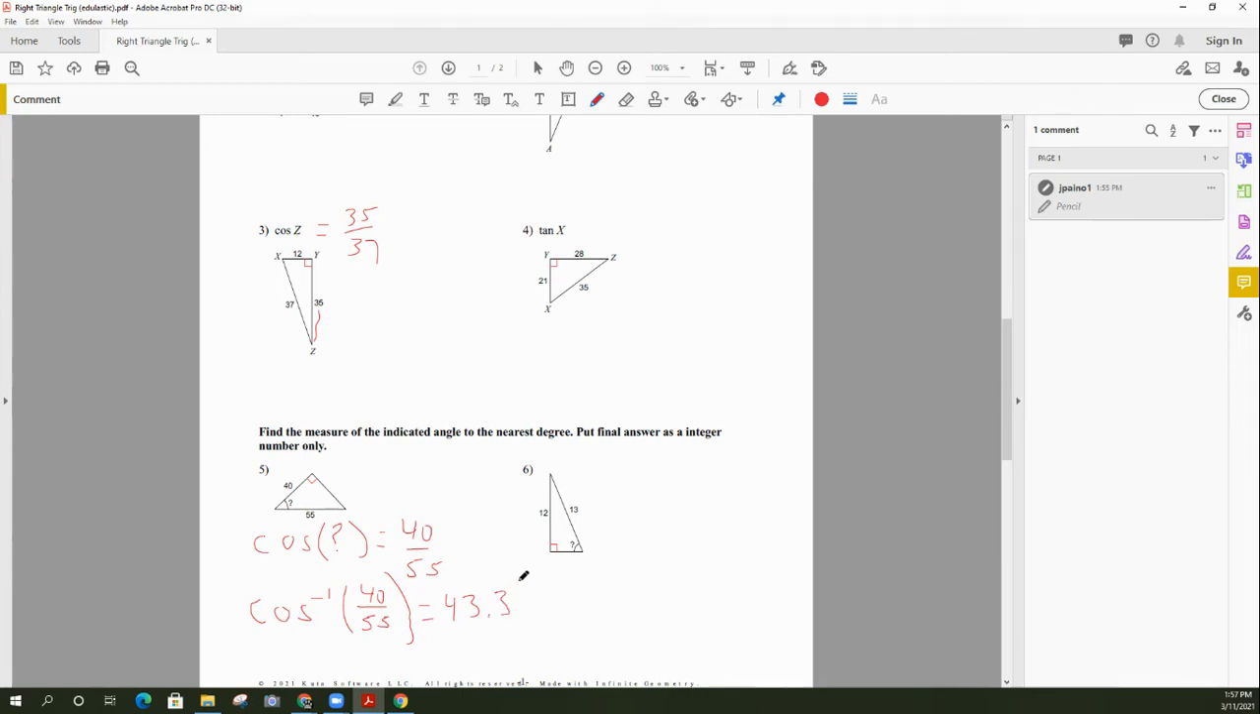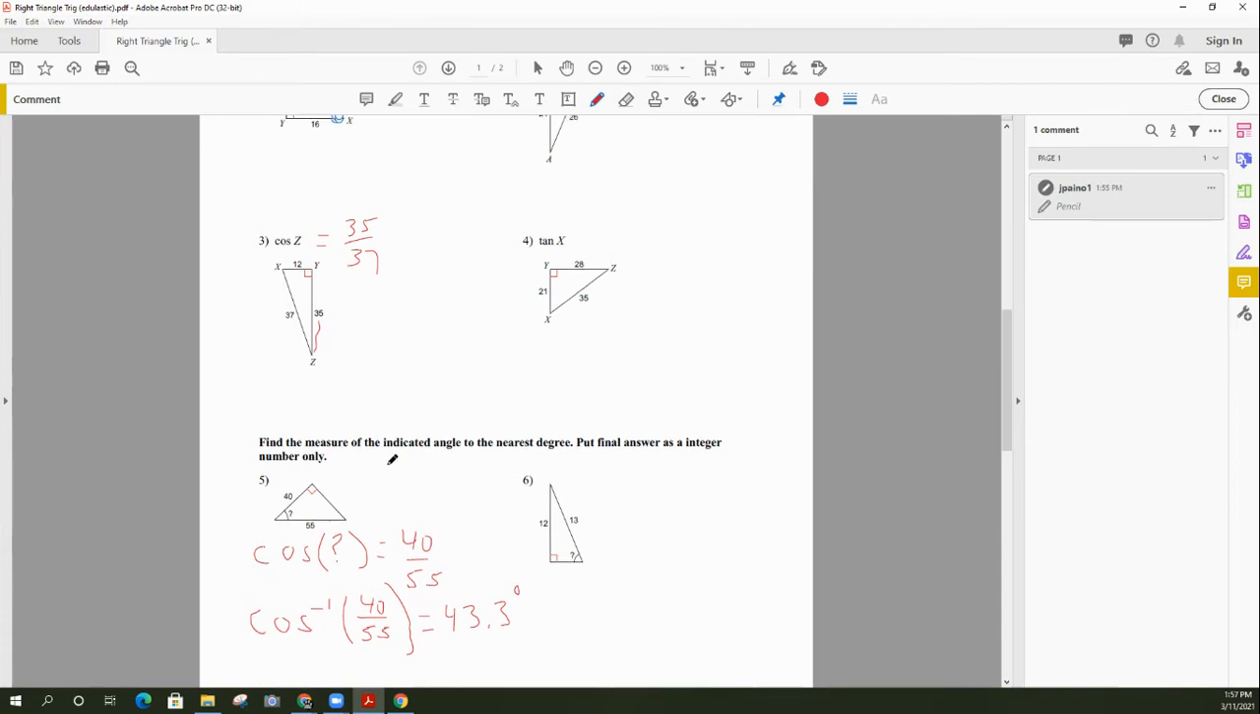So we come back here and our answer is 43.3 degrees. But when you type this in Edge Elastic, don't put the degrees. The directions say only type in the number. Final answer as an integer number only. So I'm wrong, I've got to read the directions. We're not rounding to the nearest tenth, we're rounding to the nearest integer. So the answer is just 43 degrees. What you're going to type into Edge Elastic is 43, no degree symbol. You're only using an integer value there.